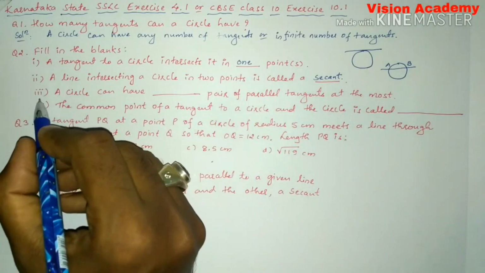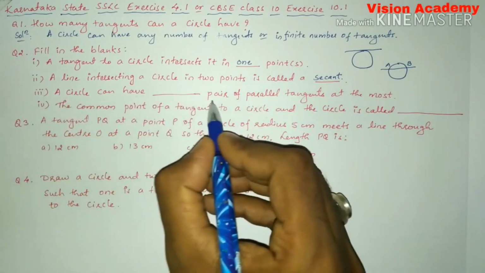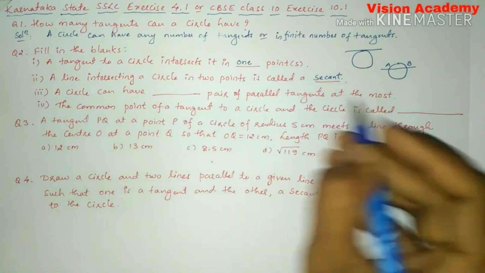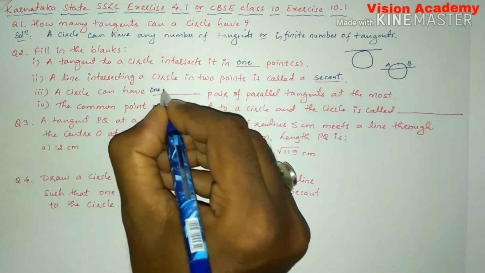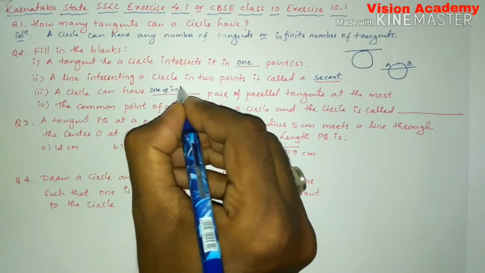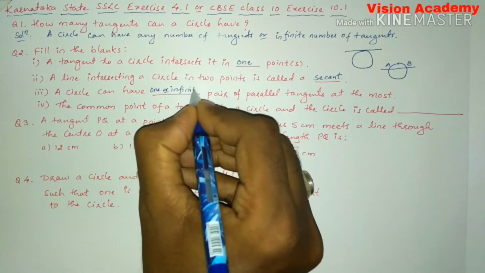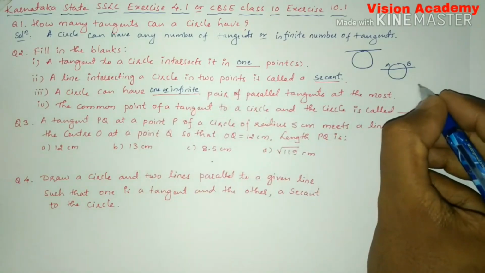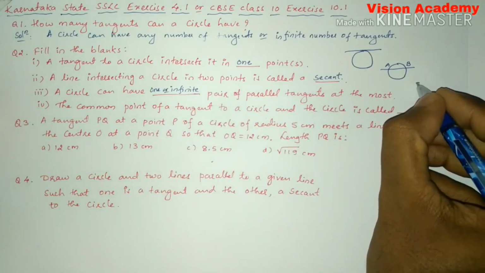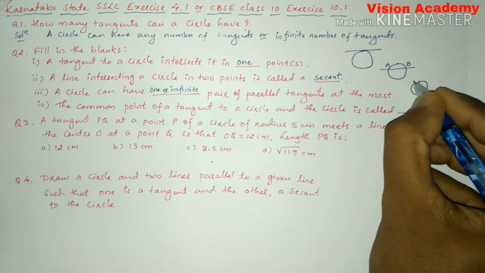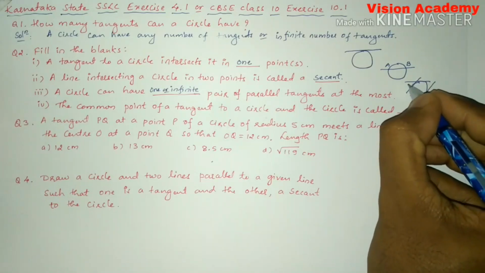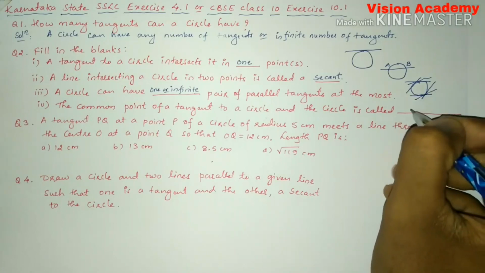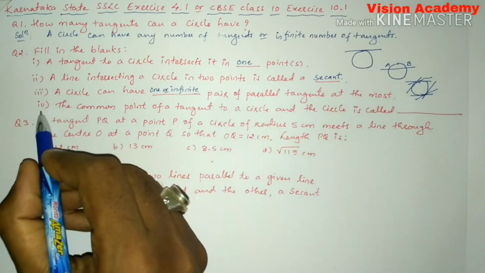Now let us move on to Roman number 3. A circle can have dash pair of parallel tangents at the most. Here we can draw one pair or infinite pair of parallel tangents at the most. Once we consider a circle, we can draw one pair of parallel lines, and even we can draw infinite pair of parallel lines.